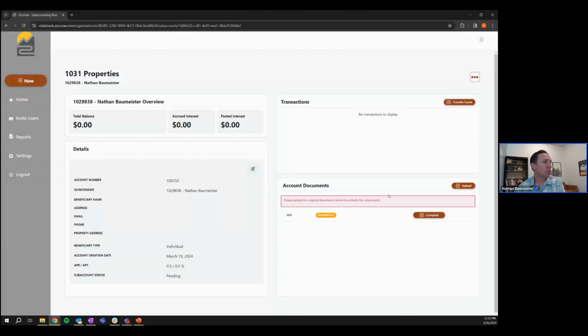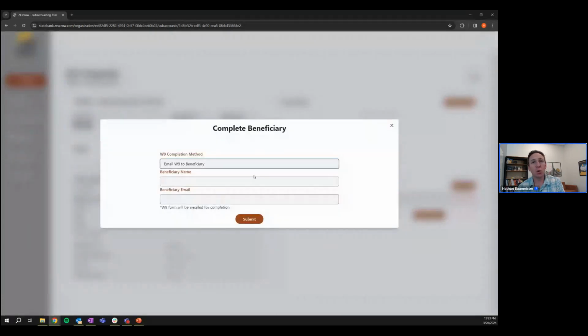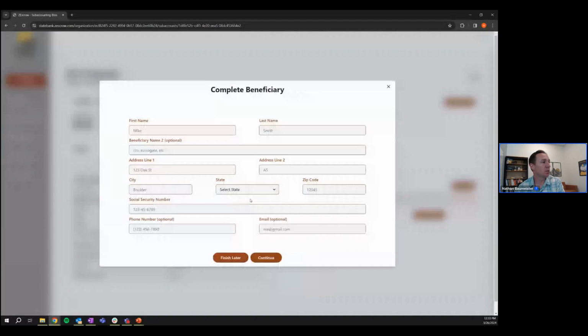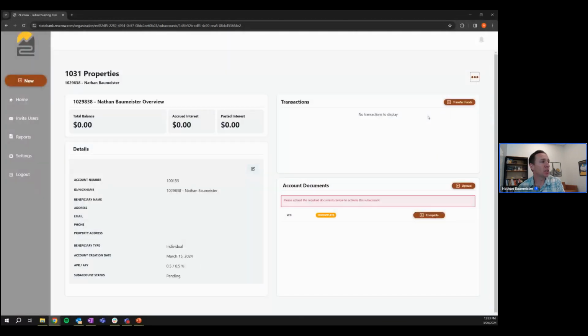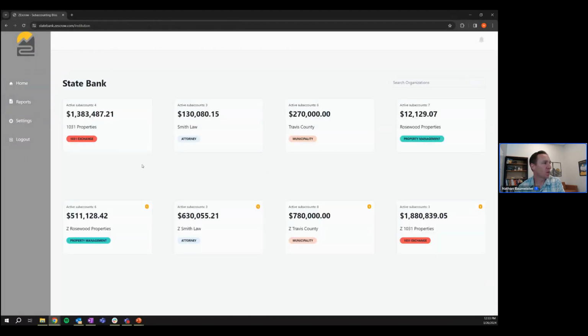If you clicked into any of these escrow accounts, you could see we have this one pending, waiting for those documents to be completed, and you could come in and either email the W-9 to the beneficiary via DocuSign, or, let's say they captured it some other way, they could come back and manually upload it and fill out that information there. They could close the sub accounts, they could transfer the funds. Again, all of this they are able to do right from their own system.